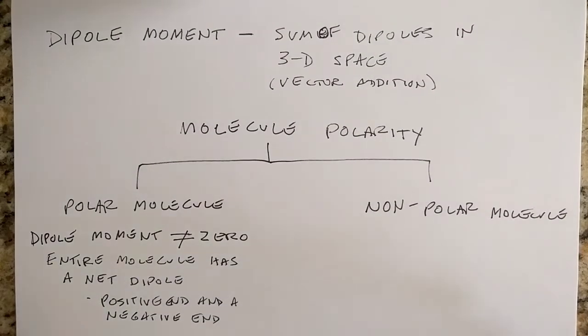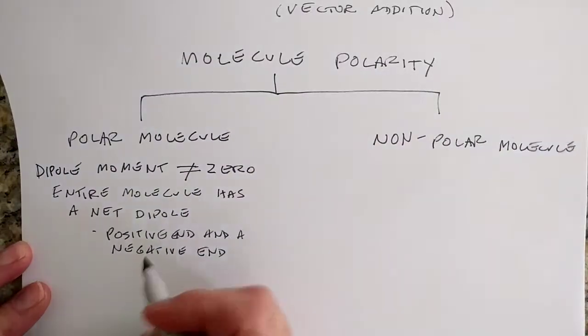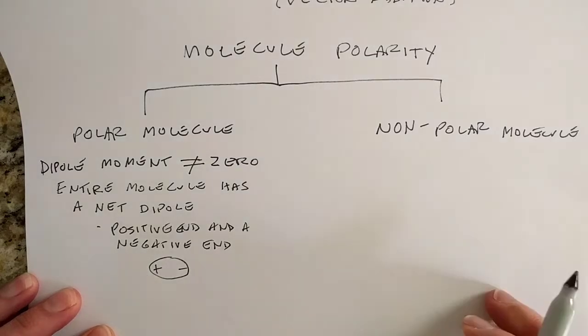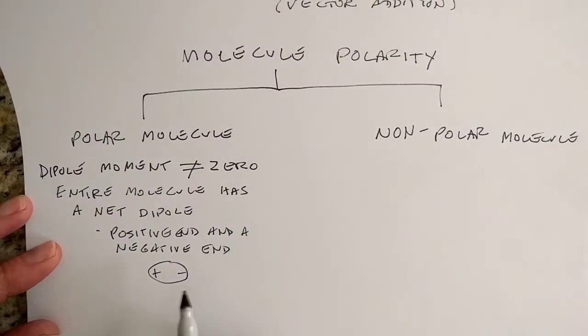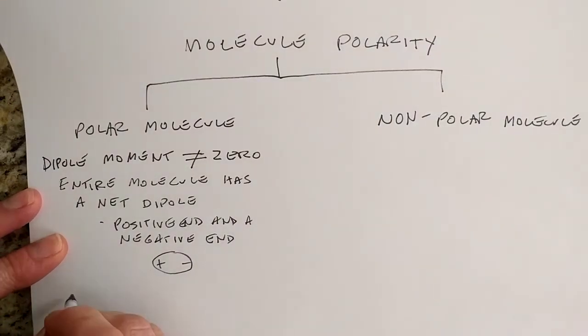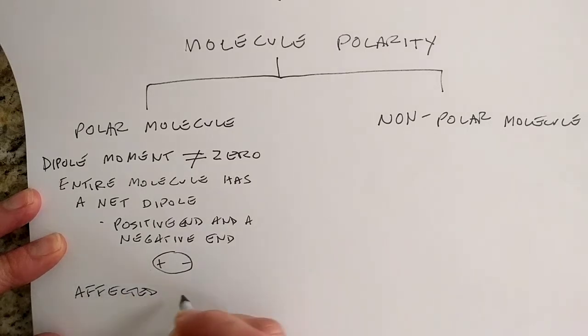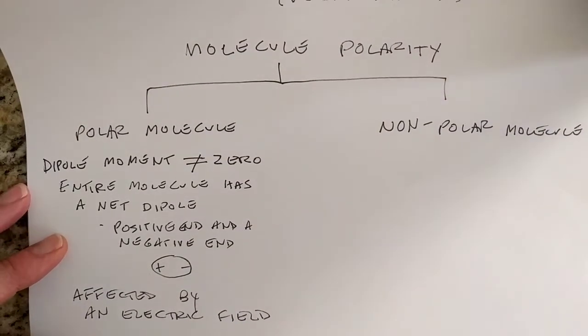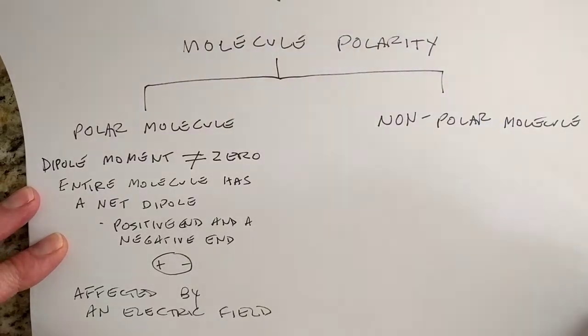In our molecule. So we'll just represent a molecule here. So one end would be positive and the other end would be negative, and that would be like delta plus, delta minus. Now, our polar molecules are affected by an electric field. And we'll talk about what that means, but whenever you see electric in chemistry or physics, we're talking about charges.